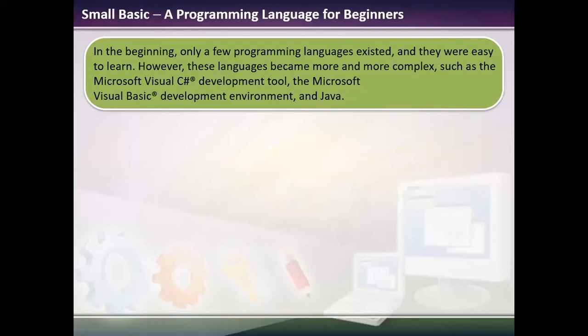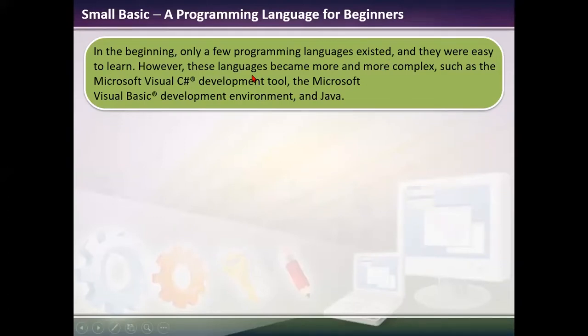When you are in grade 8 or 9, you will learn the generations of computers. It means computer generations, so computer history. History is divided into 5 generations: first generation, second generation, third generation, and likewise. We are now in the 5th generation. In the early days, in the first or second generations, only a few programming languages existed and they were easy to learn.